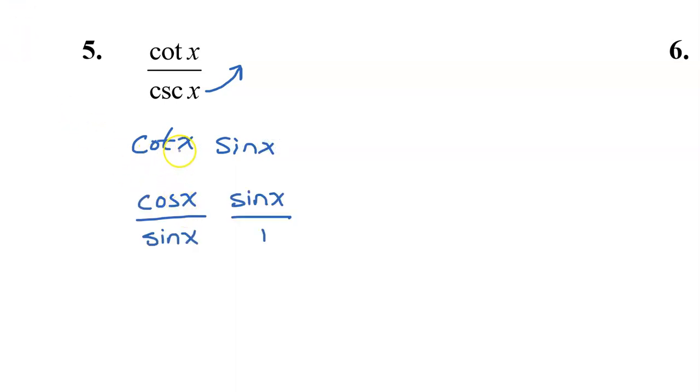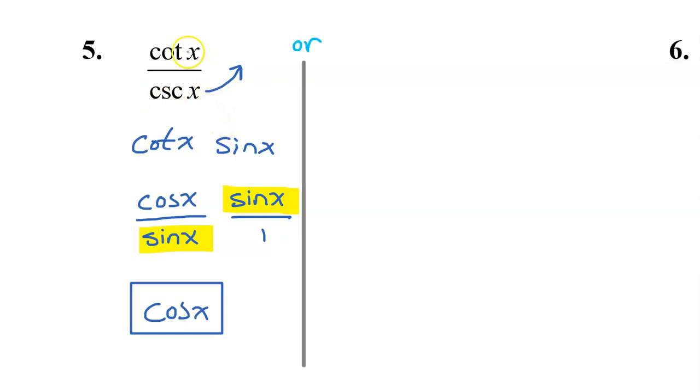Then we can rewrite cotangent as cosine over sine. But then we notice we have a sine in the numerator and in the denominator. These cancel out, leaving behind simply cosine x. Kabam! That's the answer. So I'm going to do it again now without the shortcut.